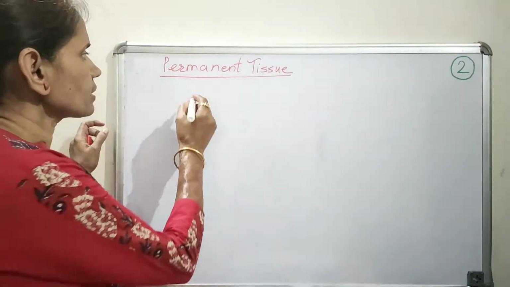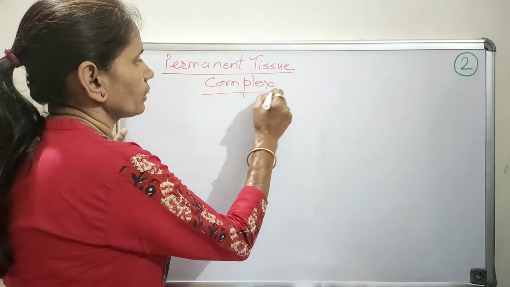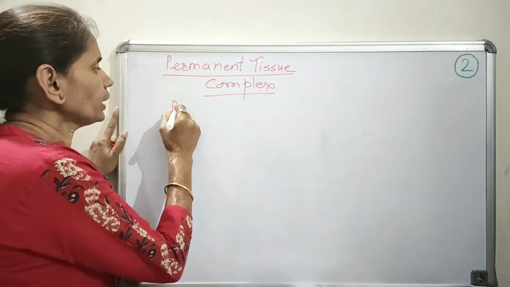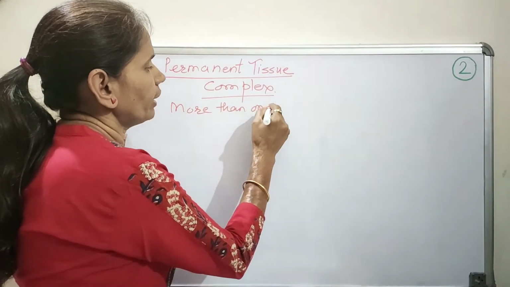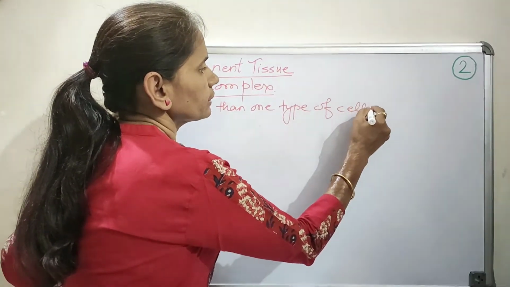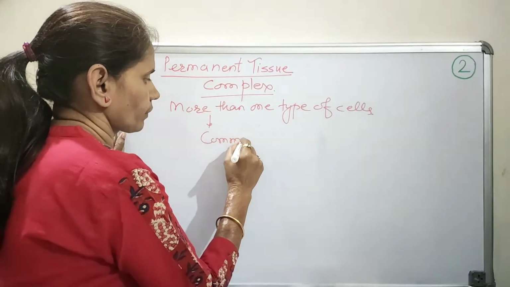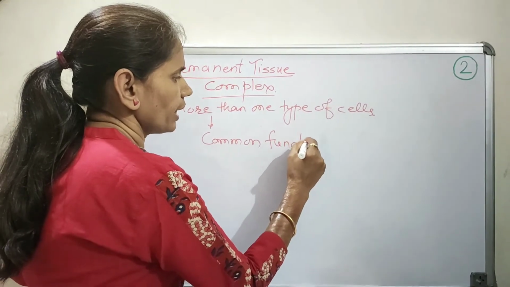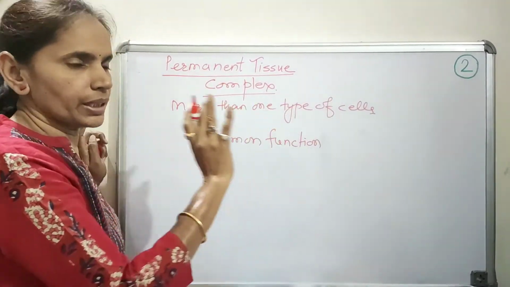Now let us discuss complex permanent tissue. These complex permanent tissues are made up of more than one type of cell, and they coordinate to perform a common function. So functionally, all these cells are performing a common function, but different types of cells are present.